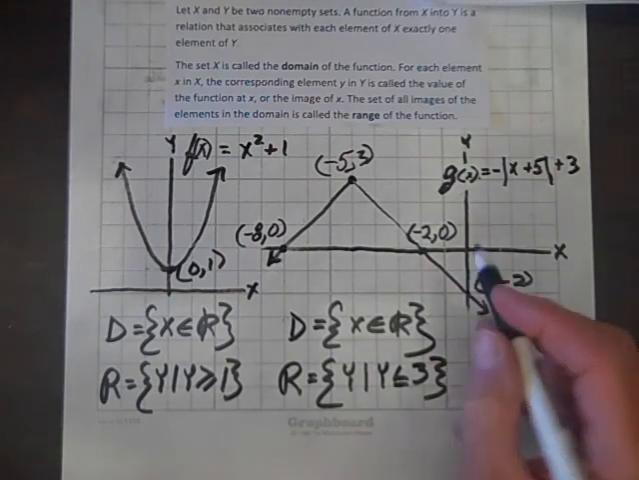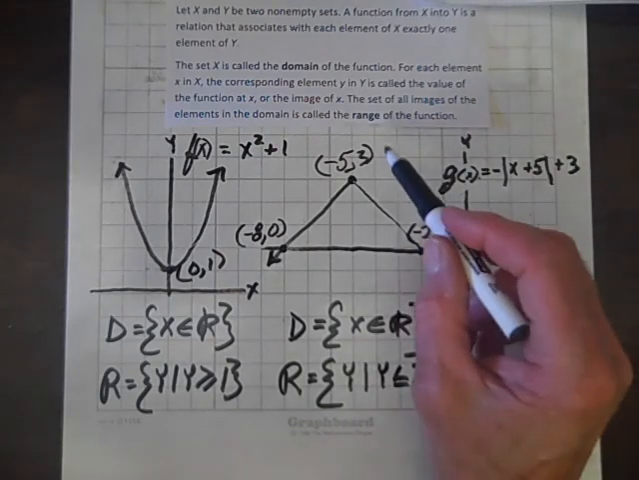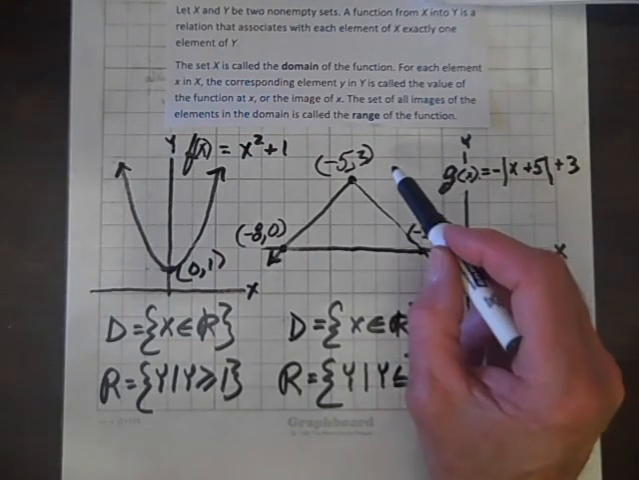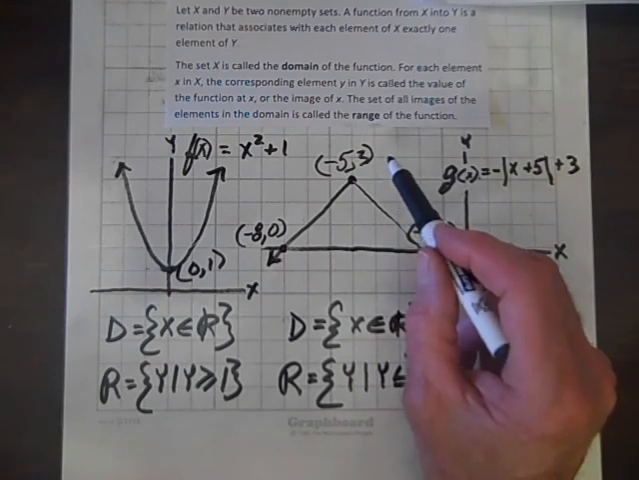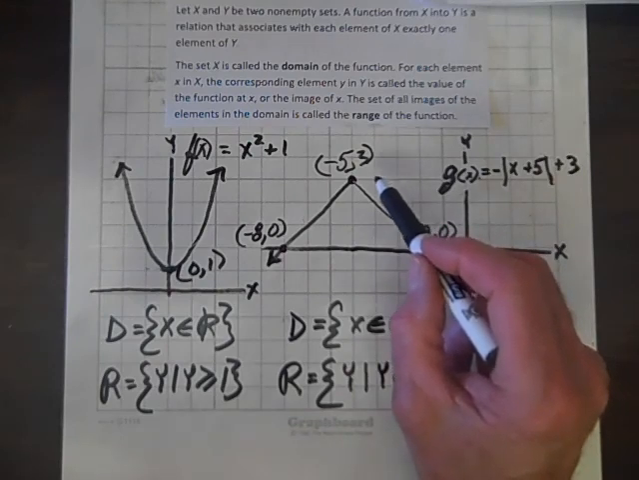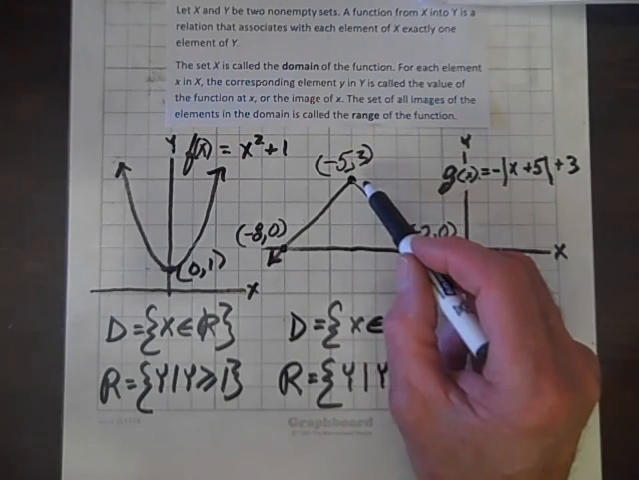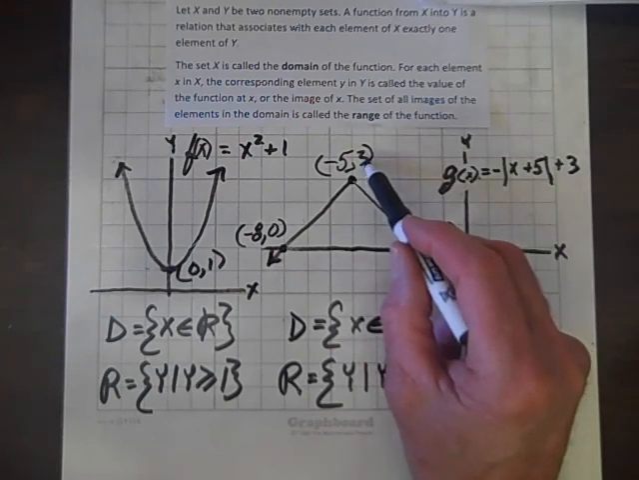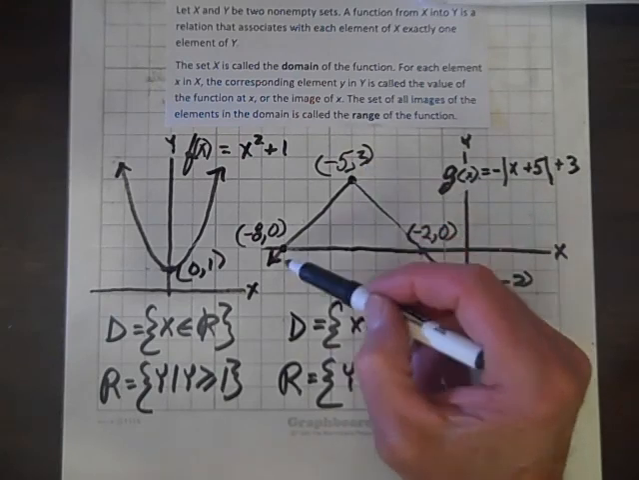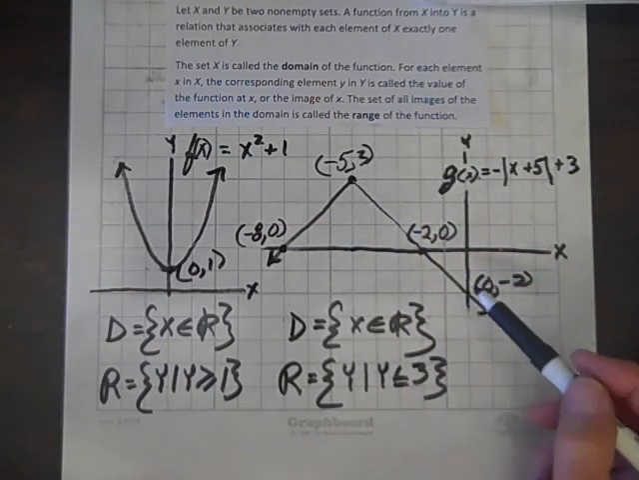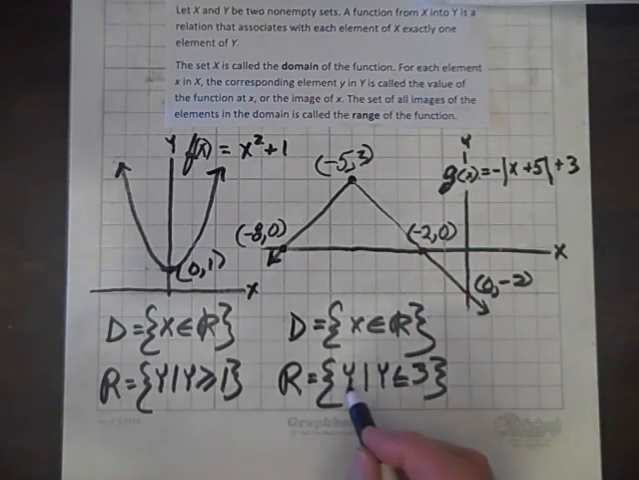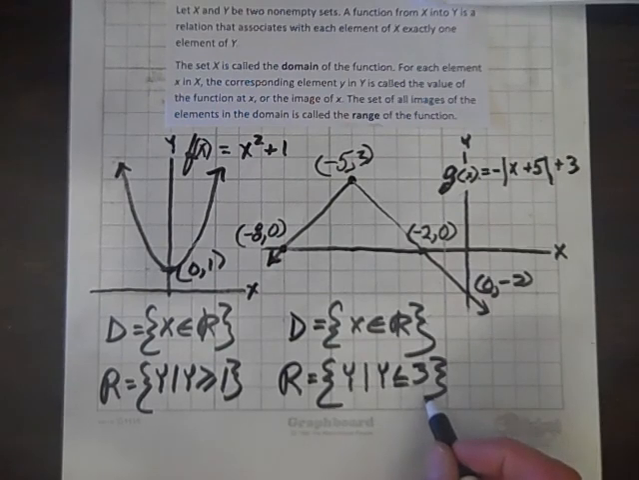And let's review that one more time. If you look at the graph, the largest y value associated with this graph is 3. All other y values are less than 3, and so the range is y such that y is less than or equal to 3, and we are done.